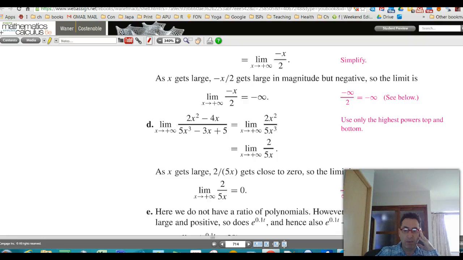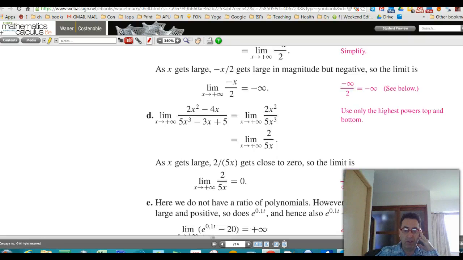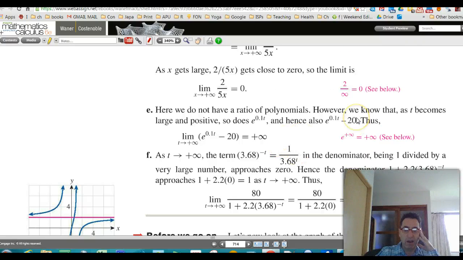This time, in this example, we don't have 2 polynomials. They say, however, we know that as t becomes large and positive, in other words, when x goes to the right, so does this. This also gets larger and larger and more positive. And hence, this minus 20, if you're just subtracting 20 from something that's getting infinitely large, you still get something that's infinitely large. So we get plus infinity.